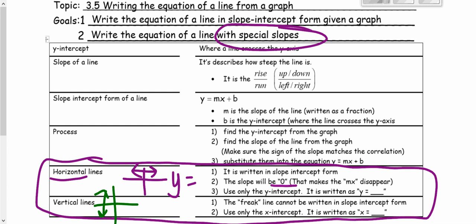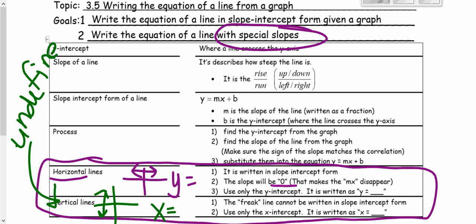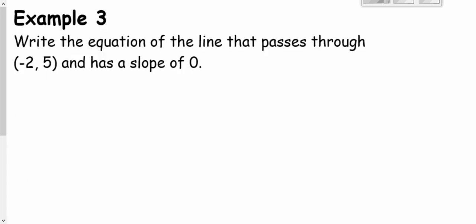This time it's crossing the x-axis, so it's an x equals equation. This is where we say the slope is undefined, okay? So you might want to make a note of that, that your vertical lines will have an undefined slope. If you see that word undefined, then it's going to be an x equals equation. Okay, so let's look at example 3.